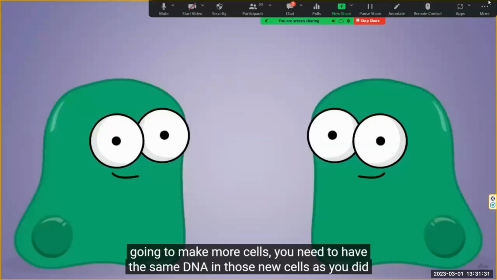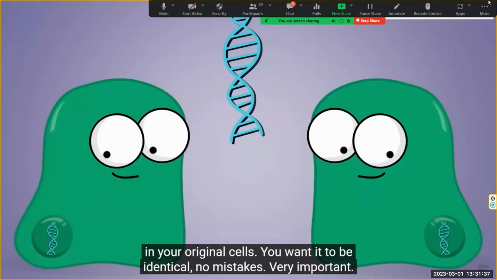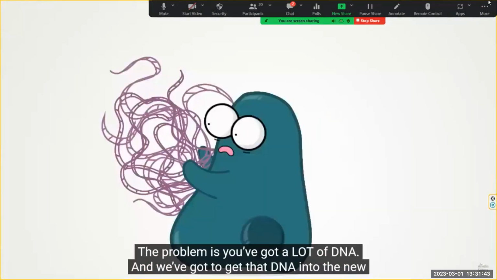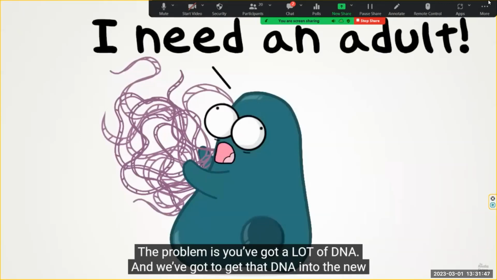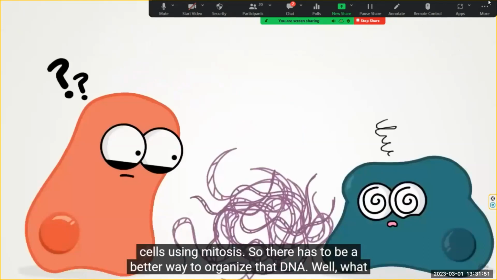And if you're going to make more cells, you need to have the same DNA in those new cells as you did in your original cells. You want it to be identical, no mistakes. Very important. The problem is you've got a lot of DNA, and we've got to get that DNA into the new cells using mitosis. So there has to be a better way to organize that DNA.